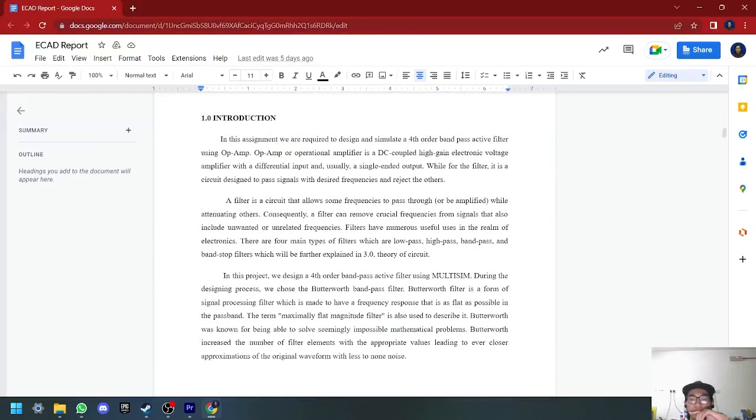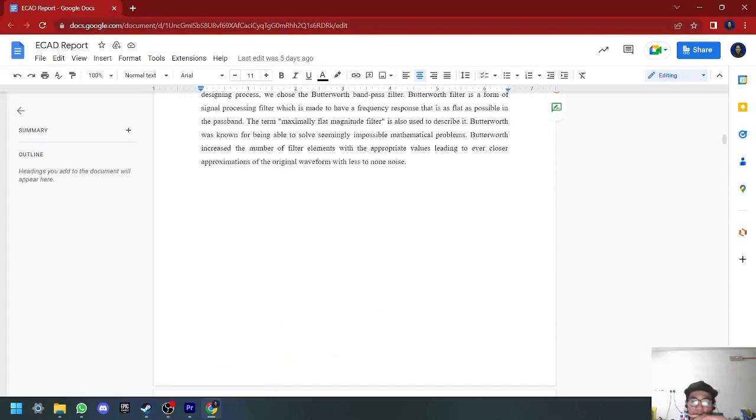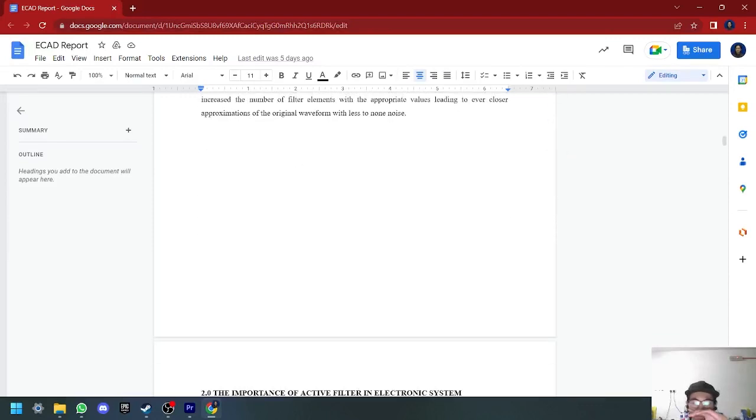So the introduction: our group has been assigned to design a fourth order bandpass active filter using OP-AMP 741. The fourth order bandpass should have two high pass and two low pass stages, and then the output has one more amplifier.